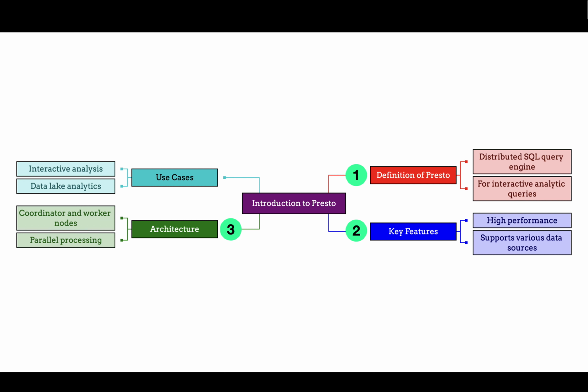3. Architecture. Presto's architecture is based on a coordinator and worker nodes. The coordinator parses, analyzes, and plans queries, while the workers execute tasks. The architecture is designed for parallel processing of data.